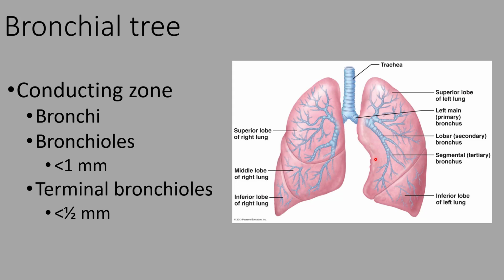Now, it is not extremely uncommon for the right lung to also only have 2 lobes. It's still going to be a little bit bigger than the left, but it usually has 3.